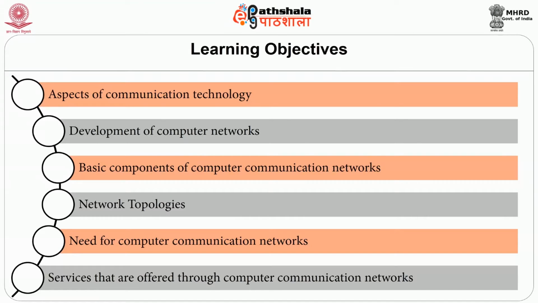ARPANET, that is Advanced Research Project Agency Network, was the first network that used the technique of packet switching in 1970. The objectives of this module are: aspects of communication technology, development of computer networks, basic components of computer communication networks, network topologies, need for computer communication networks, and services that are offered through computer communication networks.